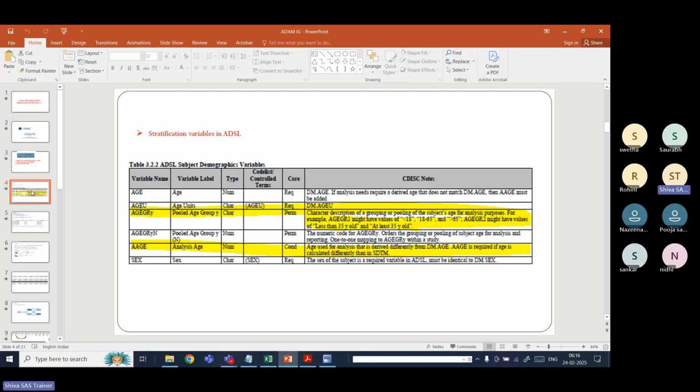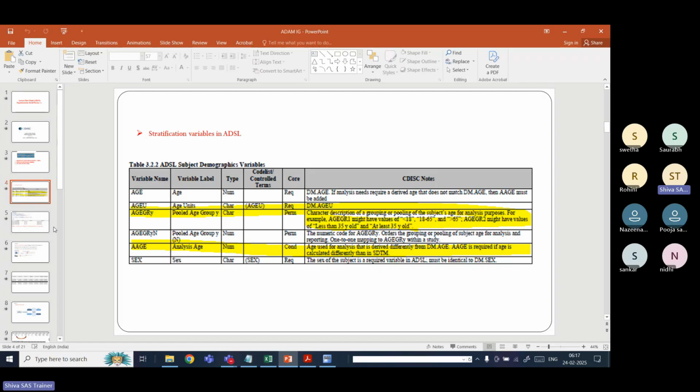In the ADaM implementation guide, they have not written everything in a straightforward way. They give some rules, because the implementation guide is applicable to all therapeutic areas and all projects. That is why they haven't mentioned the specific variables to be included in ADSL or any data set. Whenever you want to create some variables, you should follow the rule and create the new variable. Okay, so here you can see AGEGRy, they have given.